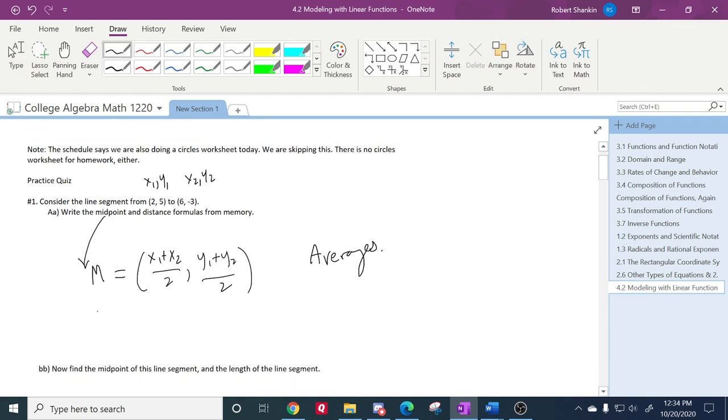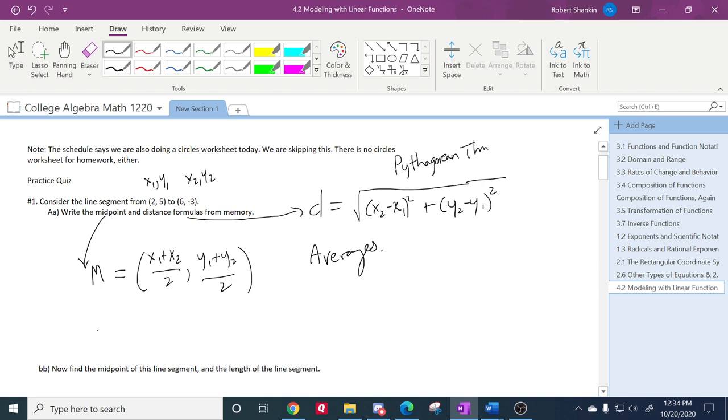The distance formula: d equals the square root of (x2 minus x1) squared plus (y2 minus y1) squared. And if you squared both sides, it would be d squared equals this squared plus this squared. This comes from the Pythagorean theorem, from a right triangle. Alright, so those are the two formulas.